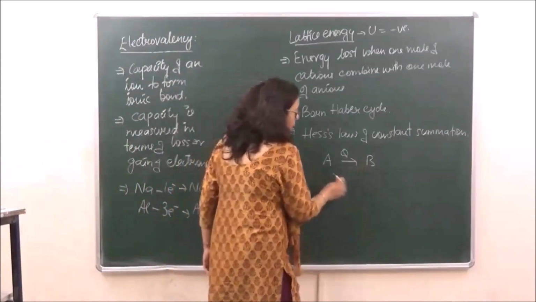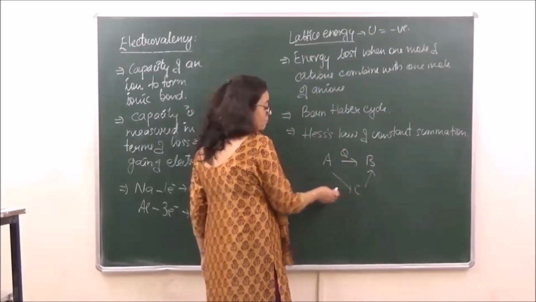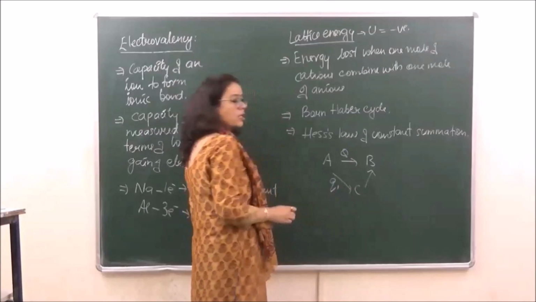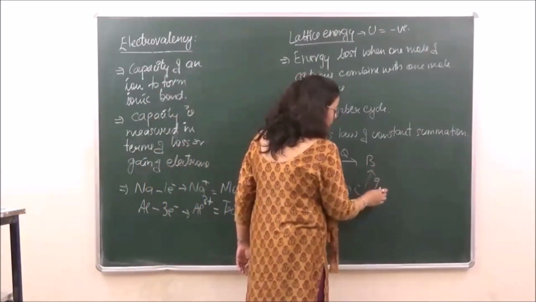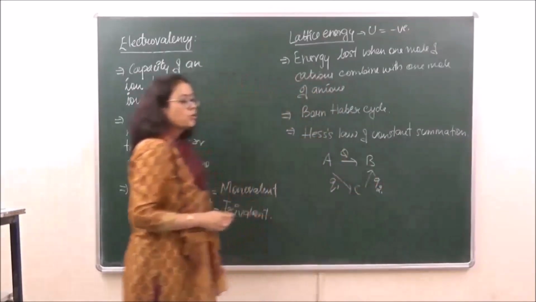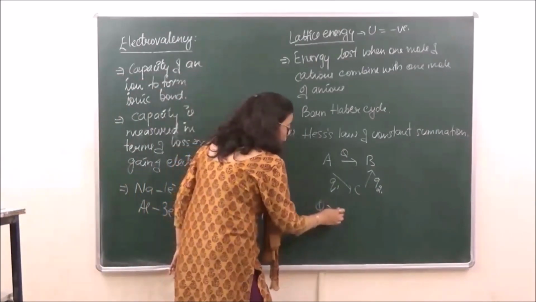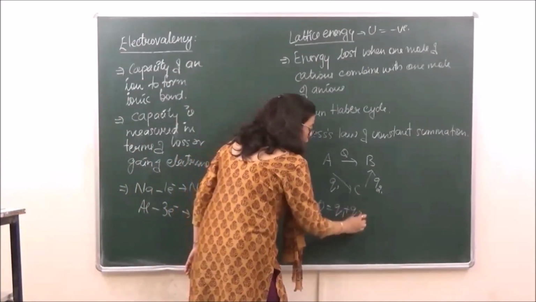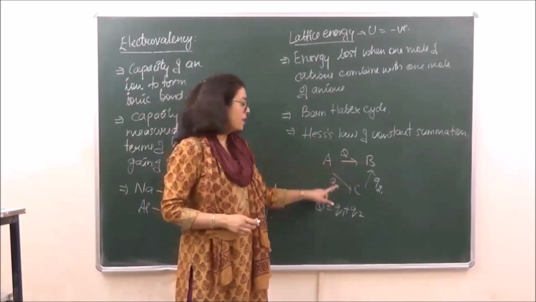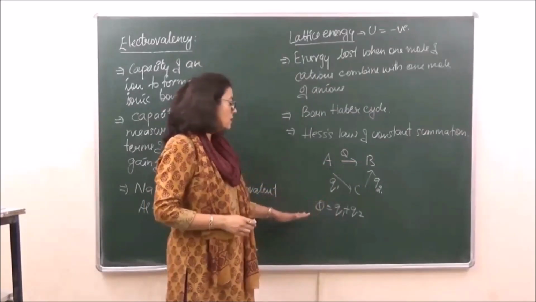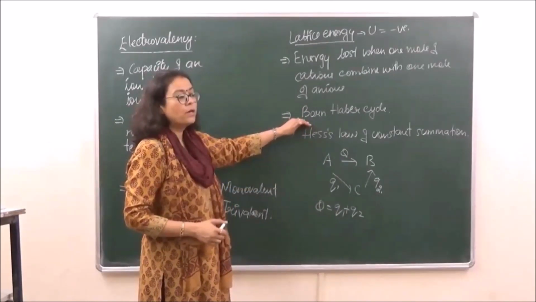Now, if we form B through an intermediate C, when A is formed into C, the energy change is equal to Q1, and when C is formed into B, the energy change is equal to Q2. According to this law, Hess law of constant summation, Q is the sum total of both the energies in which we are going to the main product through an intermediate. Okay? So this is Hess law of constant summation, and this law is the base of the Born-Haber cycle.